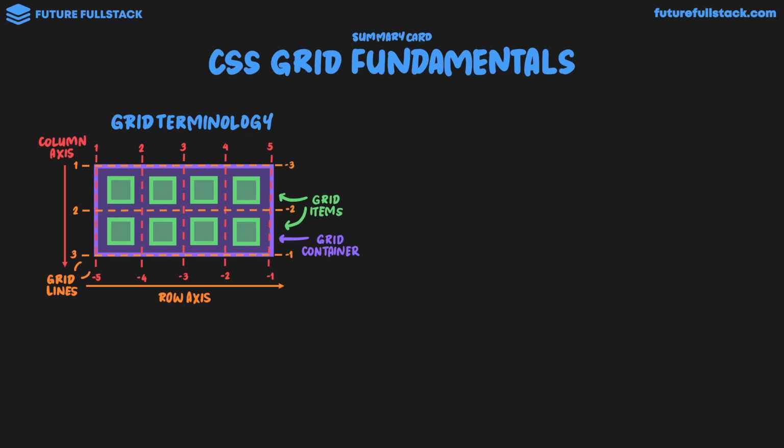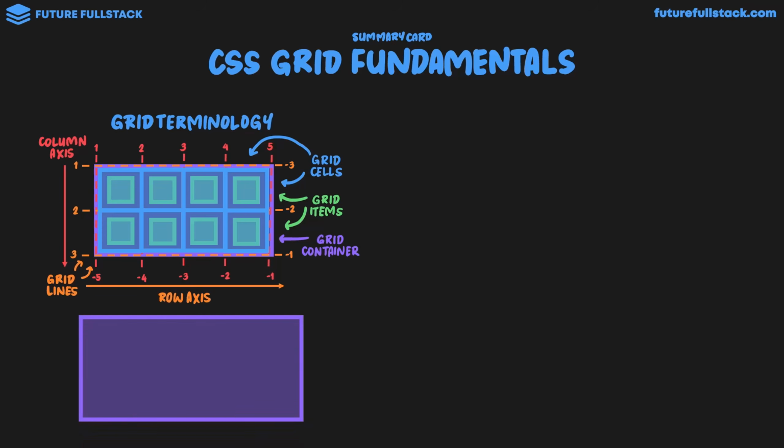These are our grid lines. Our grid lines define our grid cells. And we also spoke about how a grid cell doesn't always have to have a grid item inside of it. And a grid item can also be smaller than a grid cell. And we're going to see later on some properties which allow us to align grid items inside of grid cells.